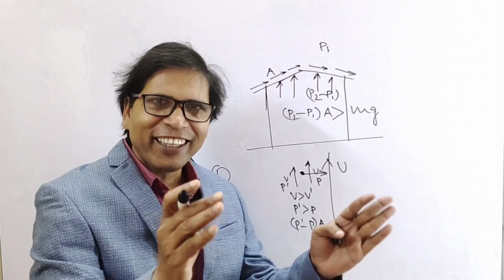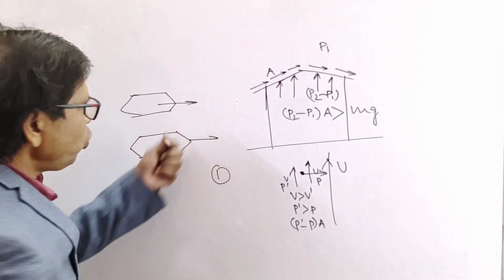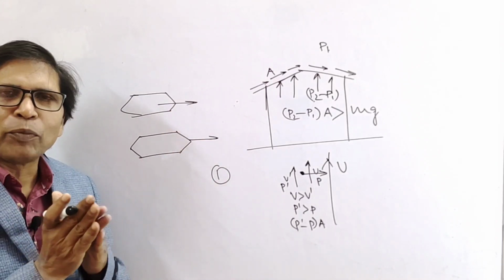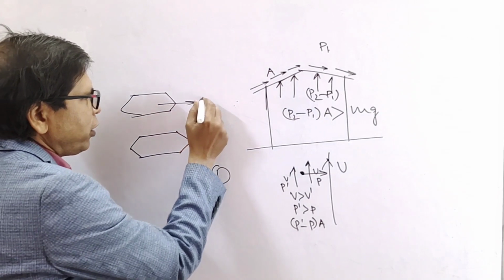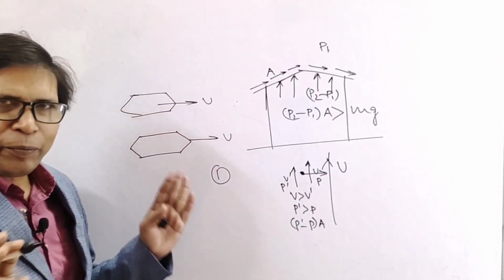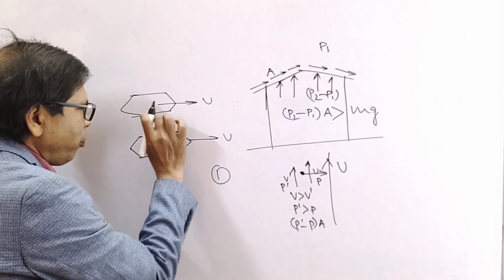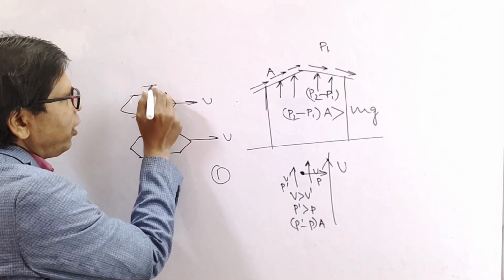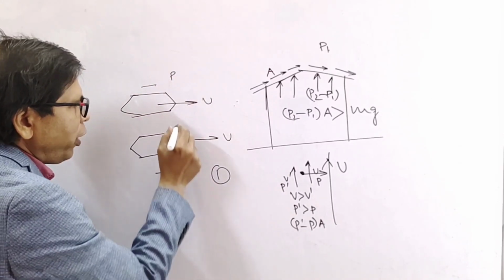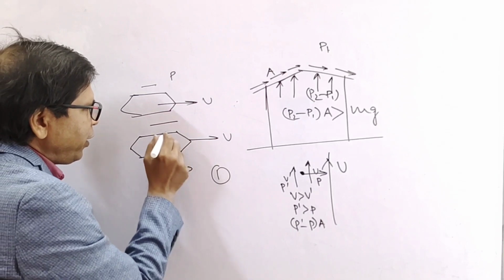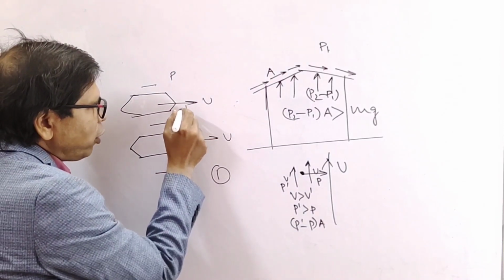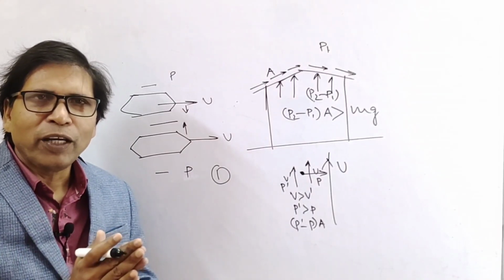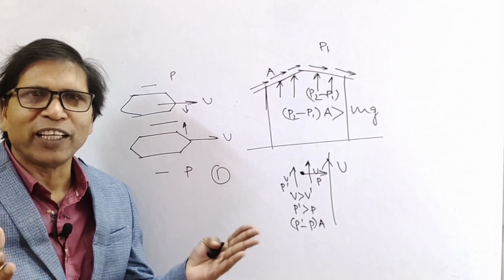Okay, understood? Next, two ships moving parallel to each other have a tendency to come closer. Suppose this is the velocity of the ship. The velocity of water between the two ships is more and the velocity outside is less. So here pressure is less between them, and more outside. So there is a force towards each other. Due to this force, the two ships have a tendency to come closer.